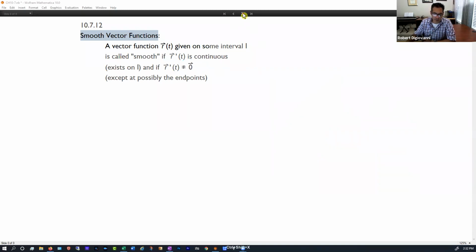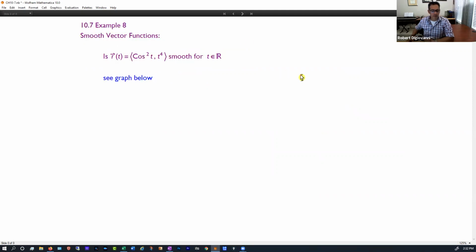So let's see an example, okay? Look at this right here. Is this a smooth function for all t? All right, well, let's check. Let's take the derivative real quick. What's the derivative of this vector function? Okay, so I need to take the derivative of cosine squared t, so I have to do chain rule. 2 comes out, 2 cosine t, times the derivative of cosine, which is negative sine t. So that should be the derivative of the first component, and then the derivative of the second component is 4t cubed.